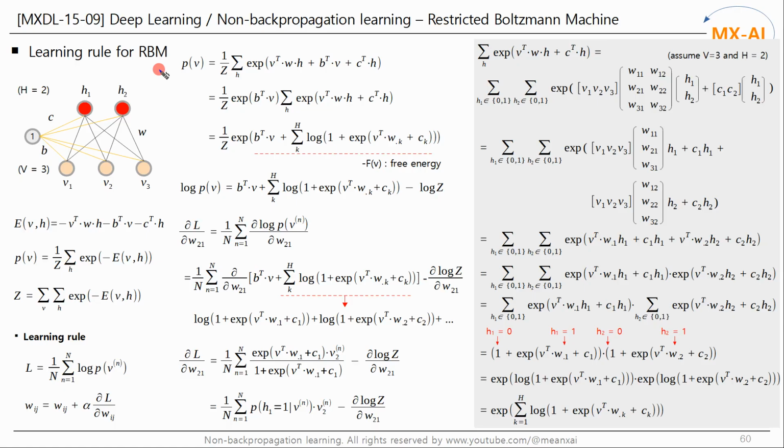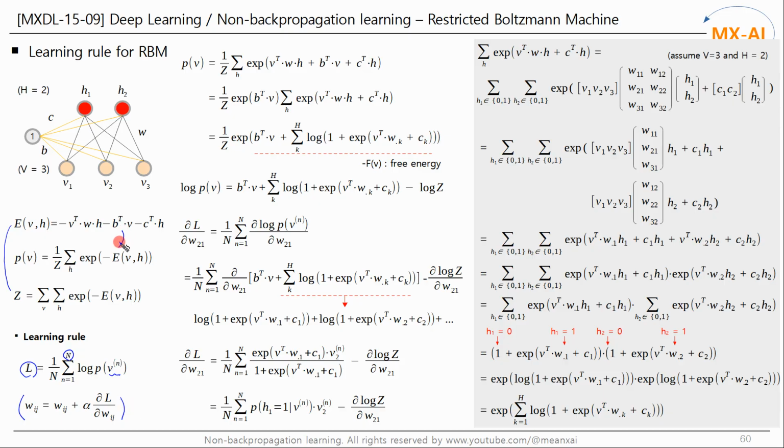Now let's derive the learning rule for RBM. The energy function and Boltzmann distribution of a restricted Boltzmann machine are as follows. We define the log likelihood function as follows. Here, n is the number of training data points. The v of n is the nth training data point to be input into the visible layer. Then we can update the weights by the following gradient ascent method.